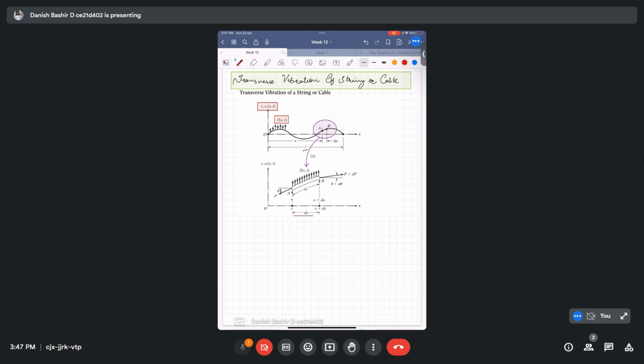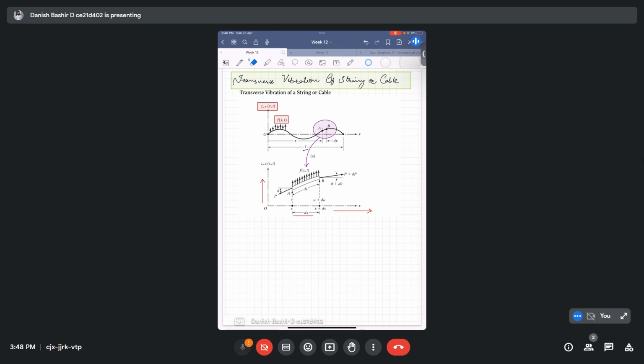Then, if we assume at point A it is having displacement w, then at point B it will be having displacement w plus dw. This is clear to you, and ds will be the arc length of this cable between the points A and B. F of x comma t is already acting there. This is the coordinate system, along span x, and this is along transverse displacement w, w of x comma t.